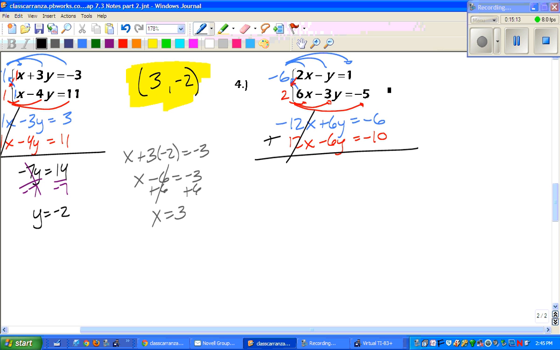Okay? Both of those cancel out, so we're left with 0 on the left side and negative 16 on the right. Hopefully, you're saying, Mr. Grice, those two numbers don't equal. So our answer for this is no solution.